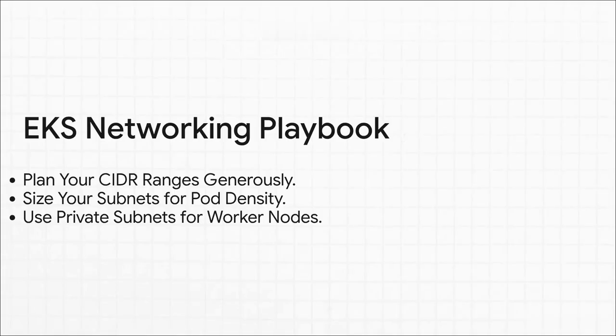So here it is, your playbook. Number 1, plan your VPC CIDR ranges generously. I cannot stress this enough. This is where so many people get into trouble. Because every single pod is taking up a real IP, you can burn through your address space terrifyingly fast. And running out of IPs means you can't scale. That's a nightmare to fix later.